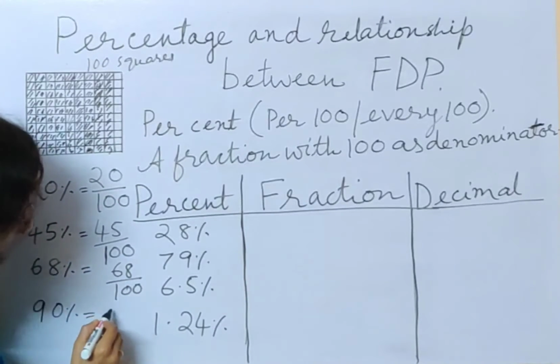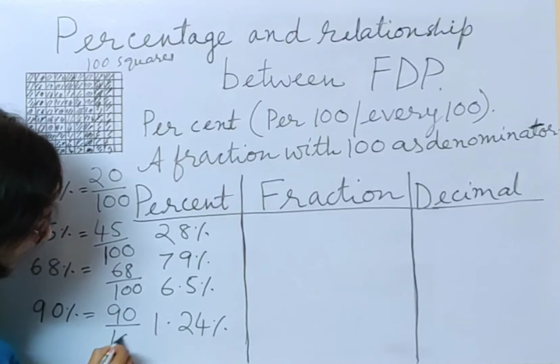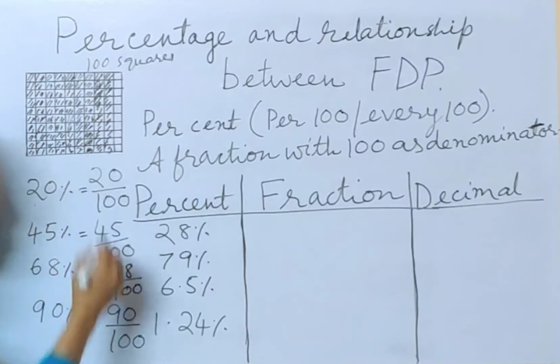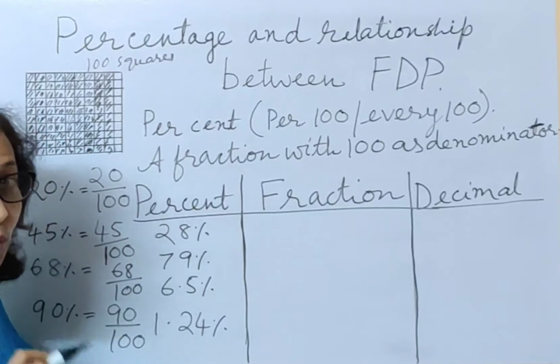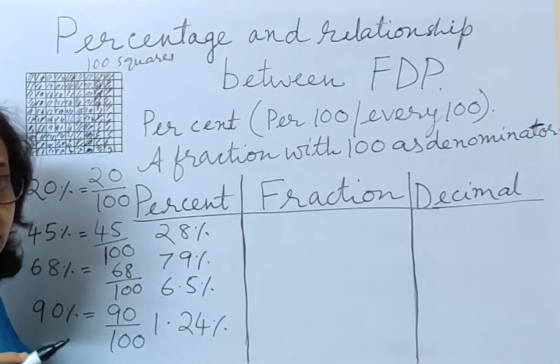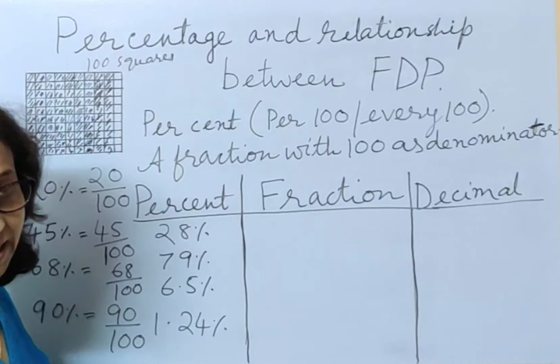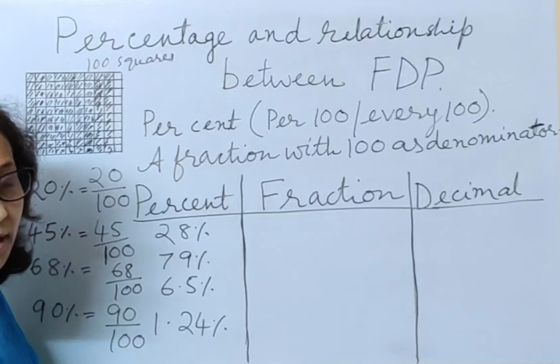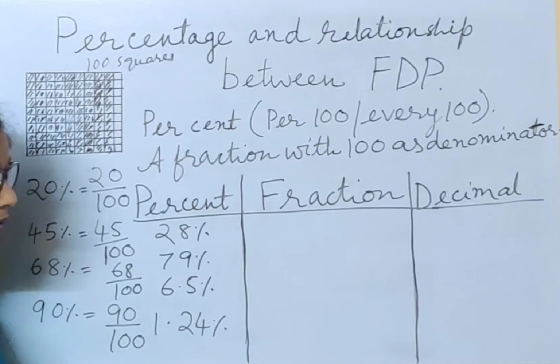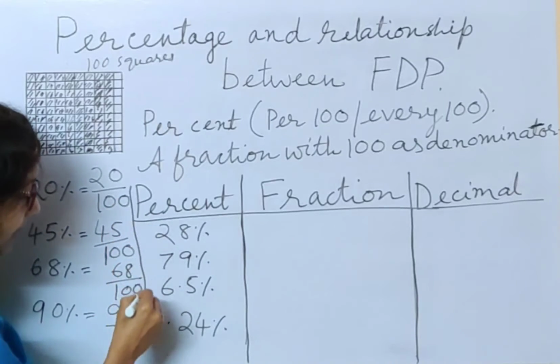In the grid of 100, I have shaded 90 squares. So how do I write? Yes, 90 by 100. So now you know how to write percentage as a fraction, and you understood the meaning of percent. Percent means per 100 or every 100 or out of 100, whatever number we take, so that is percentage.